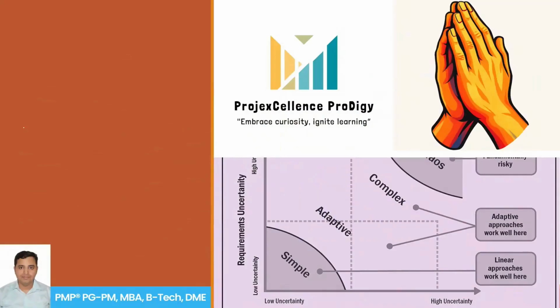And that wraps up today's lesson on the Stacey Complexity Model. We explored how uncertainty in requirements and technology helps us choose the right approach, from linear methods in simple situations to agile and adaptive approaches when things get complex. Remember, not all projects can be managed the same way. The more uncertain your path, the more flexible your process needs to be.